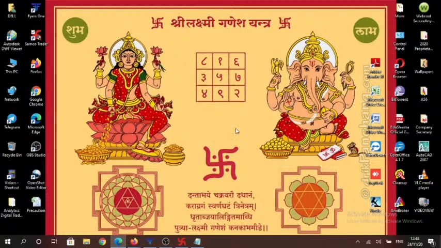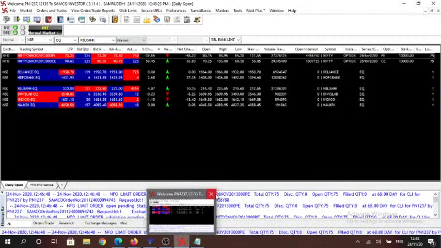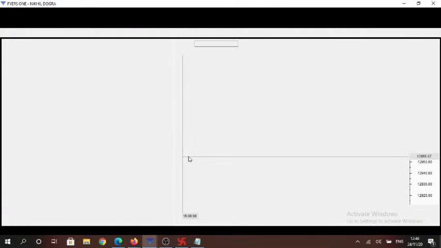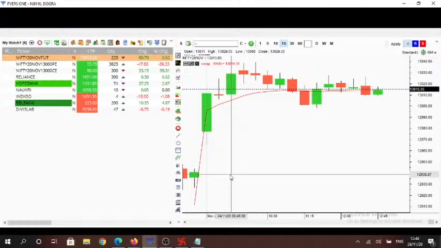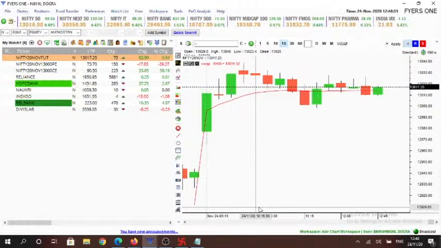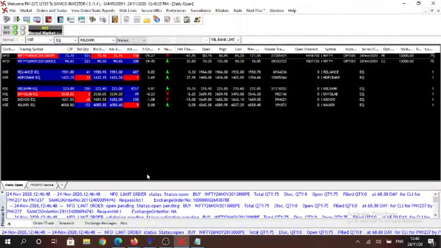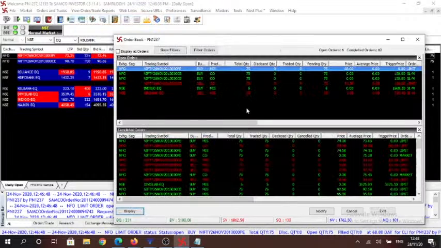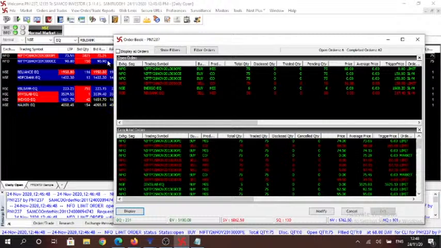Sorry for that. There was an issue. So what we have done is we have reversed our positions right now. I'll show them to you now. We have reversed our position now. We are short calls and we have bought puts.